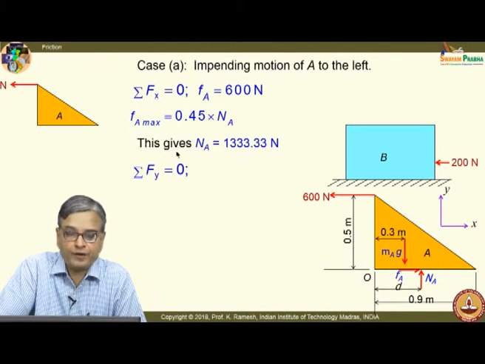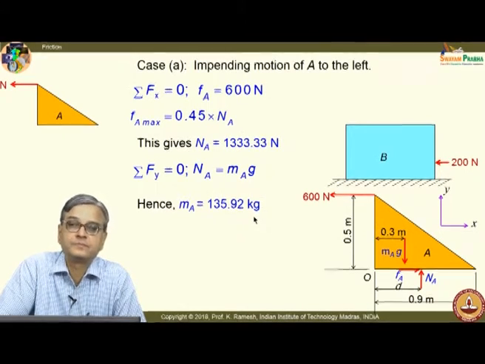And I get Fi equal to 0, and we know normal reaction from the free body, Na equal to Ma into G. So, I can calculate the value of Ma. This turns out to be 135.92 kilogram. We should not stop here.